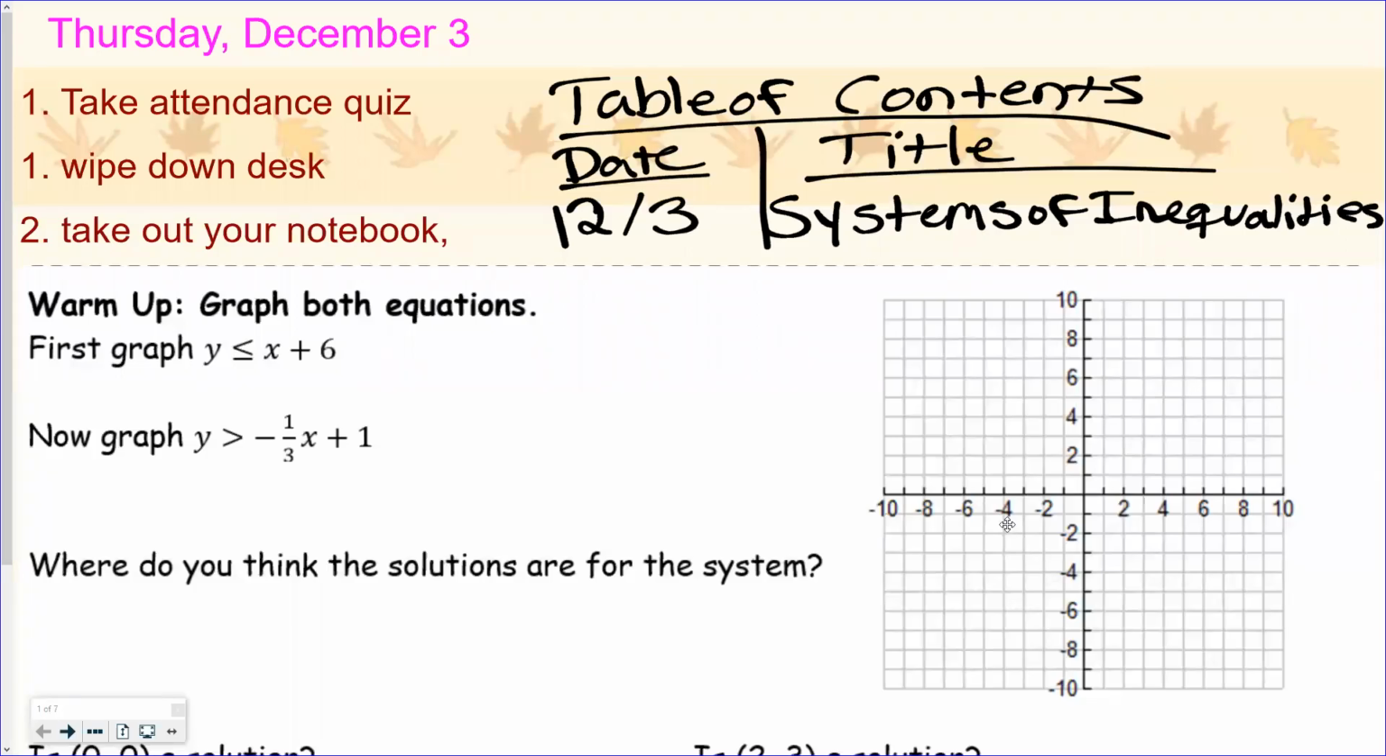All right, everybody, so today we're doing a new set of notes. Title today is Systems of Inequalities. Today is the 3rd. So whenever we are graphing inequalities, sometimes we're going to have to graph two inequalities.